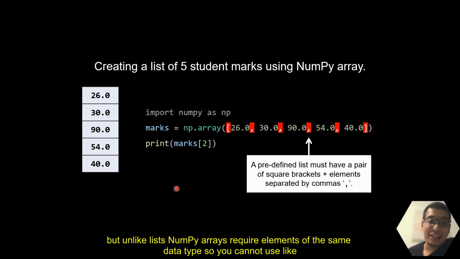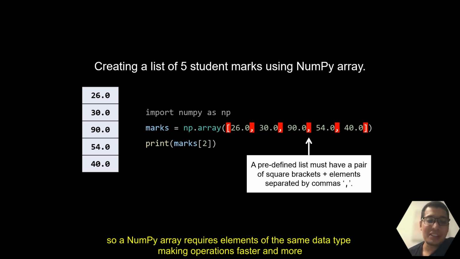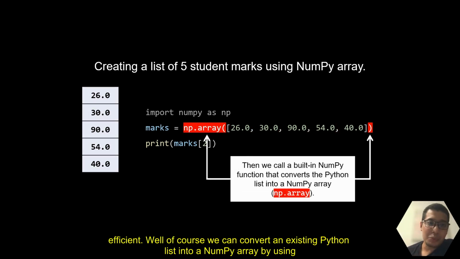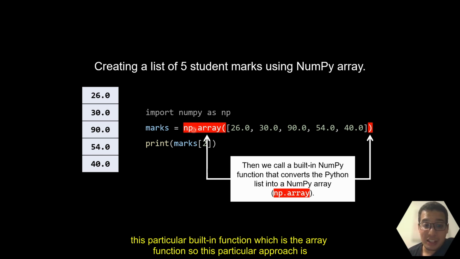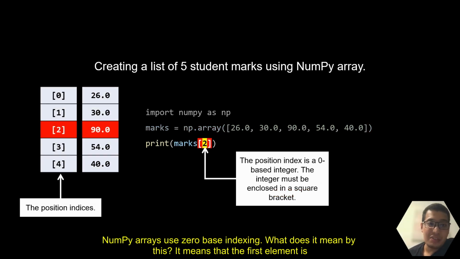But unlike lists, NumPy arrays require elements of the same data type. So you cannot use a floating point for the first element and a string for the second one. No. A NumPy array requires elements of the same data type, making operations faster and more efficient. Of course, we can convert an existing Python list into a NumPy array by using this built-in function, which is the array function. This approach is useful when we want to transition from the standard list to more efficient NumPy arrays.